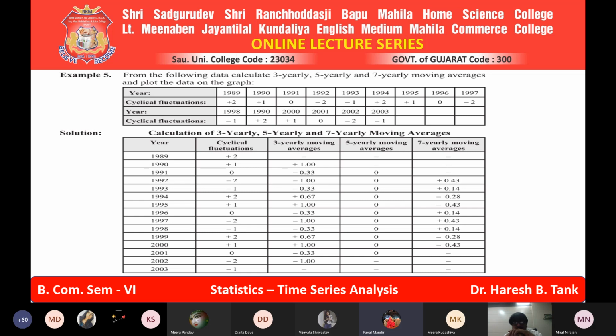If we relocate the data in a way like in 1989, the value will be -2, in 1990 -1, then 1991 0, then 1992 +2, 1993 +1, then we can get 0. Okay. You are trying to dislocate it in the frame. Try to understand it. Why is it happening? Focus on it.